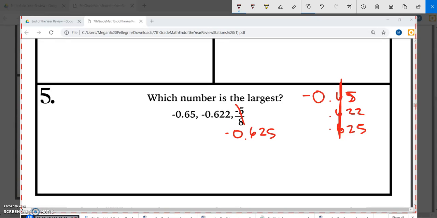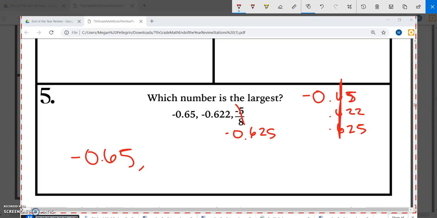So which number is the largest? Is negative 0.65. That one is the largest. But if it asks us to put it in order from least to greatest, I would say that this is the largest. Oh, I'm thinking the wrong thing. Okay, largest. Okay, so that's least value. Okay, let's put it in order before I say which one's the largest.